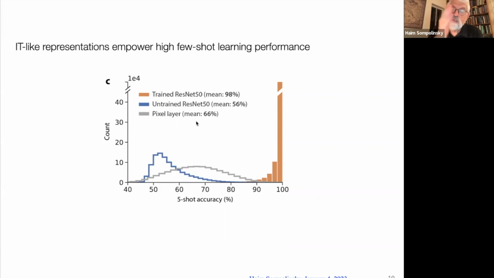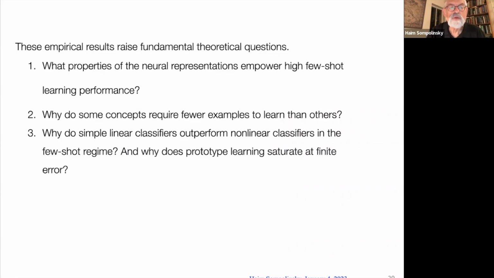If you take the pixel layer and you try to do it on the images themselves, it's slightly better than chance, but even better the untrained ResNet, the feature layer of untrained ResNet, but still it's very poor, 66%. And here you see the histograms of the error. So how well the trained ResNet is doing in this task is amazing. Okay, so that's the first surprise. So the question is, what is required in terms of the representation to generate such performance? What controls the performance on the few-shot task?